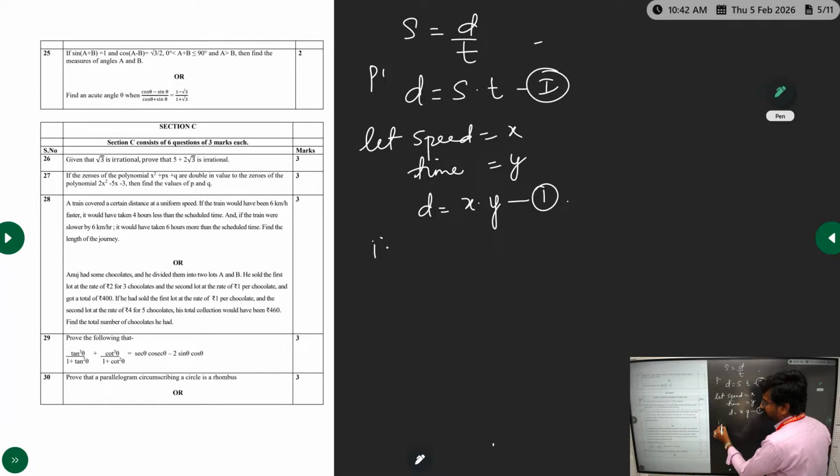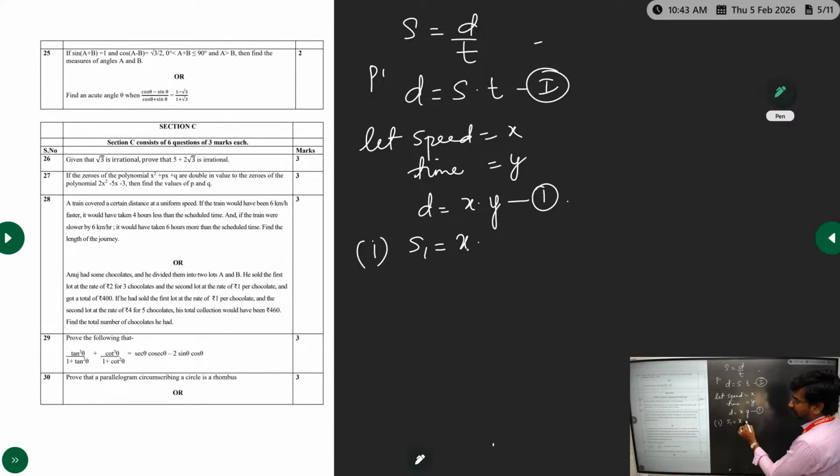What is the first condition he said? In the first condition, you can look at the question here. If the train would have been 6 km/h faster, means speed is increased. How much is it increased? x plus 6. When speed is increased, no doubt time will decrease. Then what is the time they said? 4 hours less. So it becomes y minus 4.